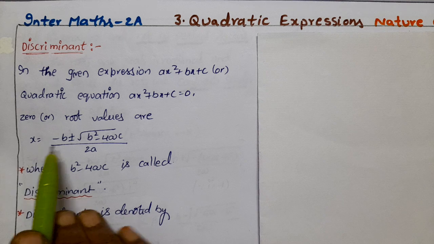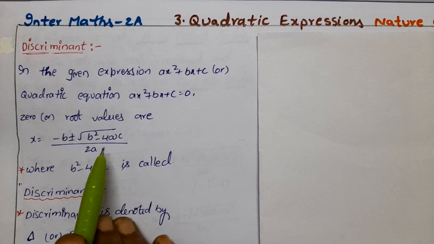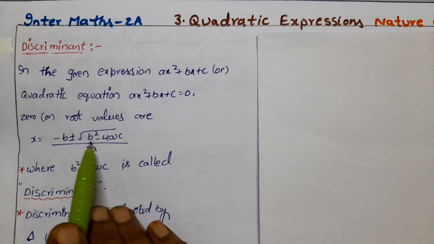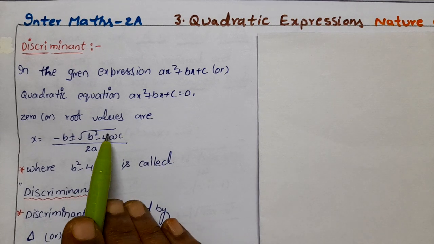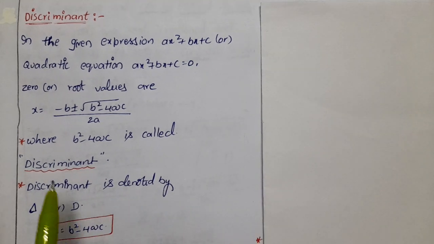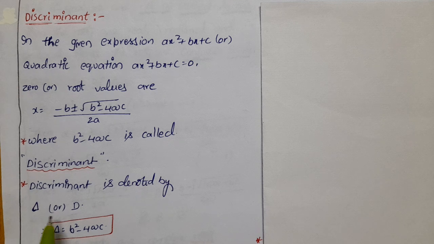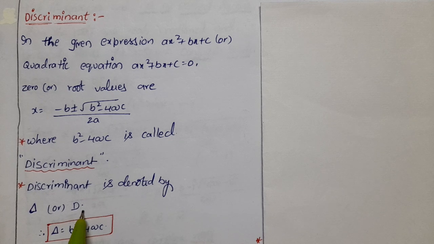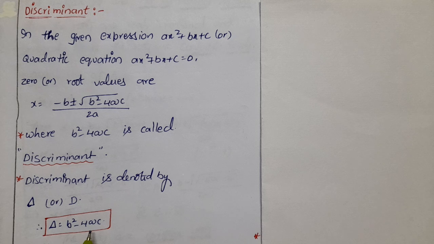So x equal to minus b plus or minus root of b square minus 4ac by 2a, where b square minus 4ac is called the discriminant. This discriminant is denoted by delta or D. Therefore, delta equal to b square minus 4ac.